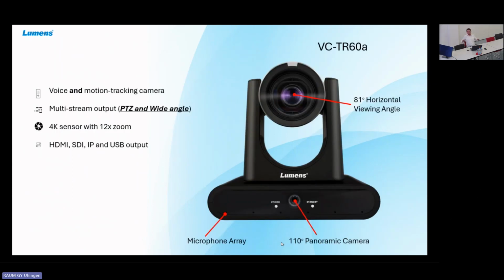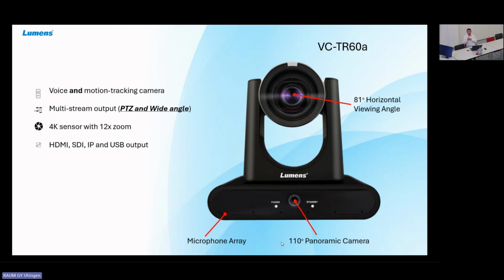But then a camera that we're all looking forward to since we demoed it at the ISE at its prototype status. It's the TR60A. It's not the same as the TR60, it's TR60A. The A stands for audio, and it also has two lenses.